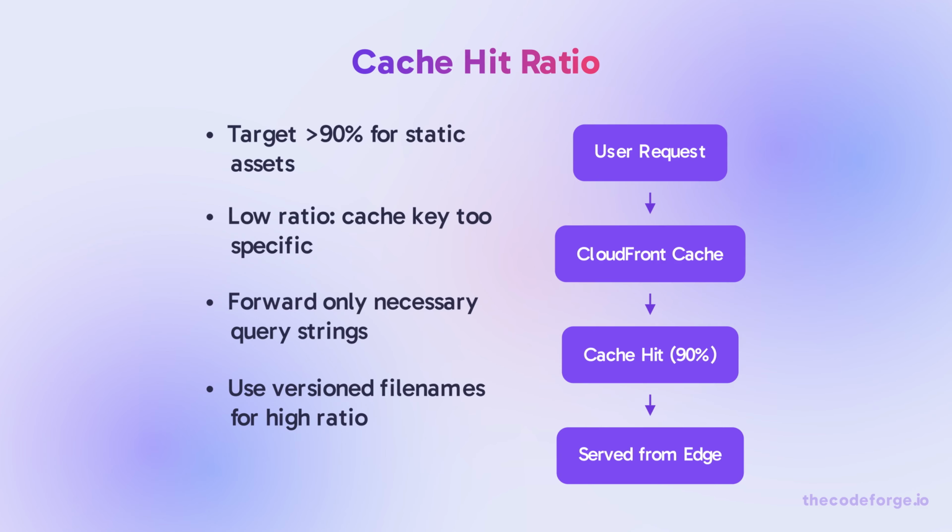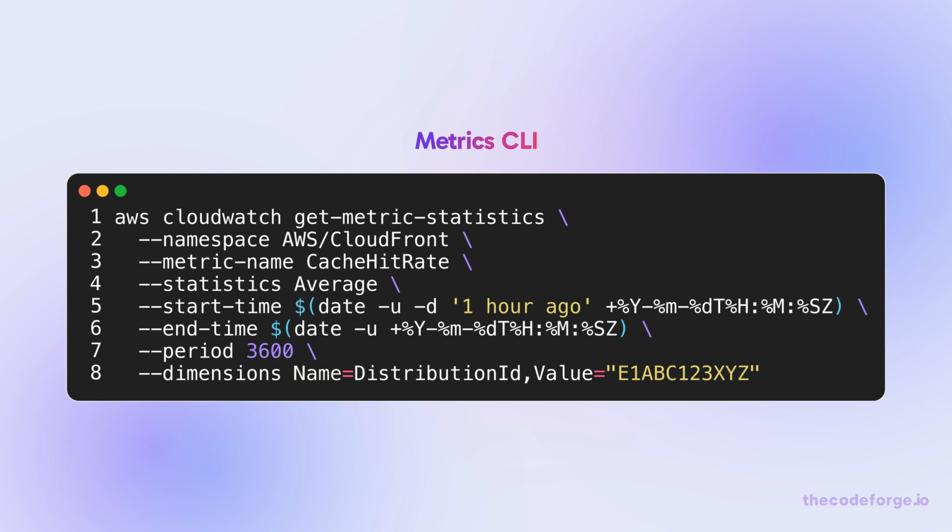Monitor cache hit ratio in CloudWatch. Aim for over 90% for static content. If it's low, your cache key might be too specific, forwarding unique query strings or headers. Use this CLI command to check your cache hit ratio. Set alarms for ratios below 80%.